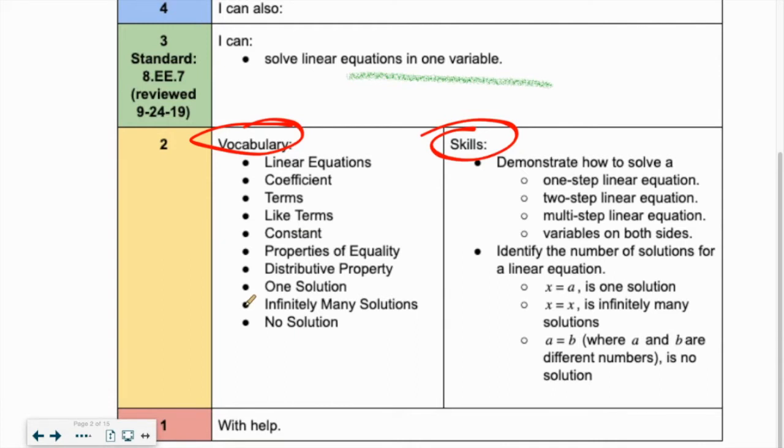Now today, we're going to introduce this vocab of infinitely many solutions and no solutions. It's been shown over here. Algebraically, we've seen it but not referred to it: x equals x gives us infinitely many solutions, and a equals b, meaning a and b are different numbers, they're not the same, thus the two different letters, is no solution. And we're going to show that we can solve equations with variables on both sides.